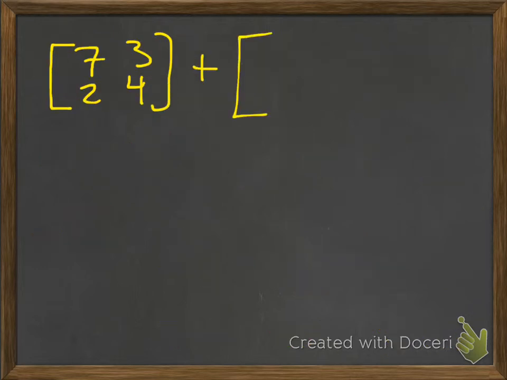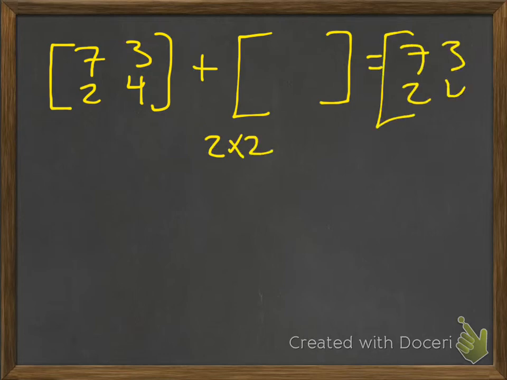For example, if I gave you a matrix 7, 3, 2, 4 plus another matrix and said the answer was 7, 3, 2, 4, what would be the numbers in the middle matrix? 7 plus 1 is 7? Oh, no. 0, 0, 0, 0. Okay, that would be the additive identity. That is different than tomorrow when we'll see the multiplicative identity. The multiplicative identity is not all ones. But for the additive identity, it's all zeros.